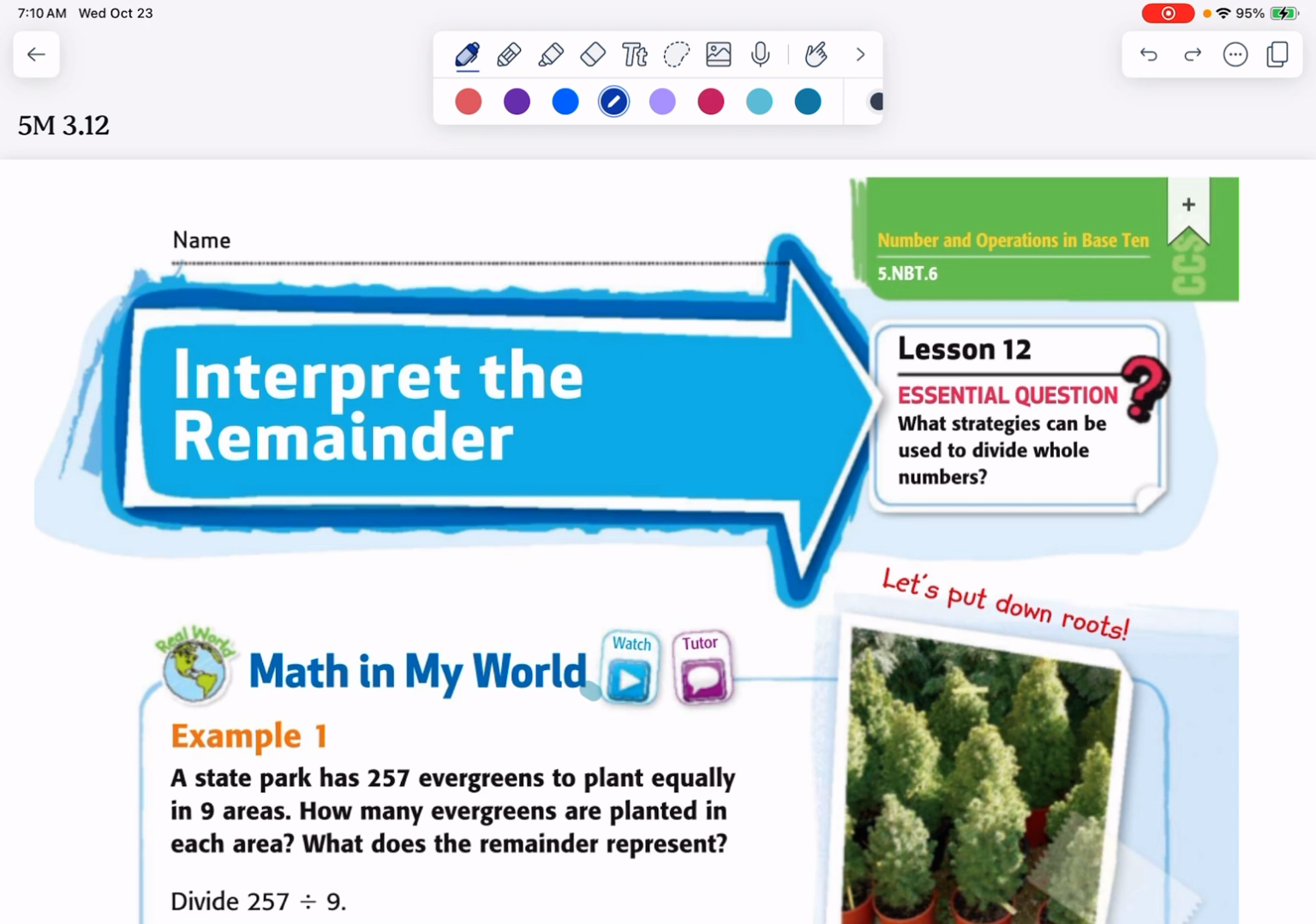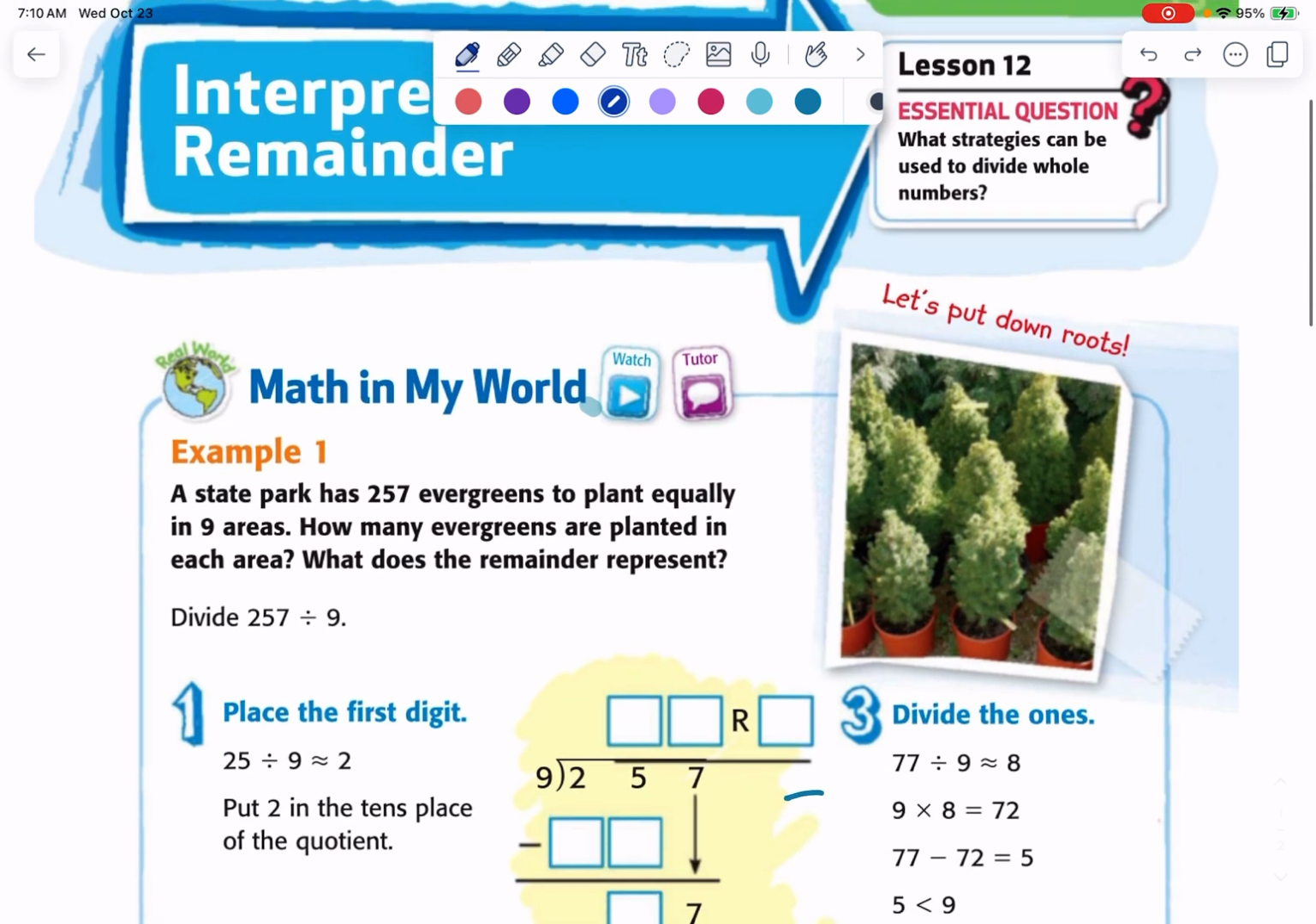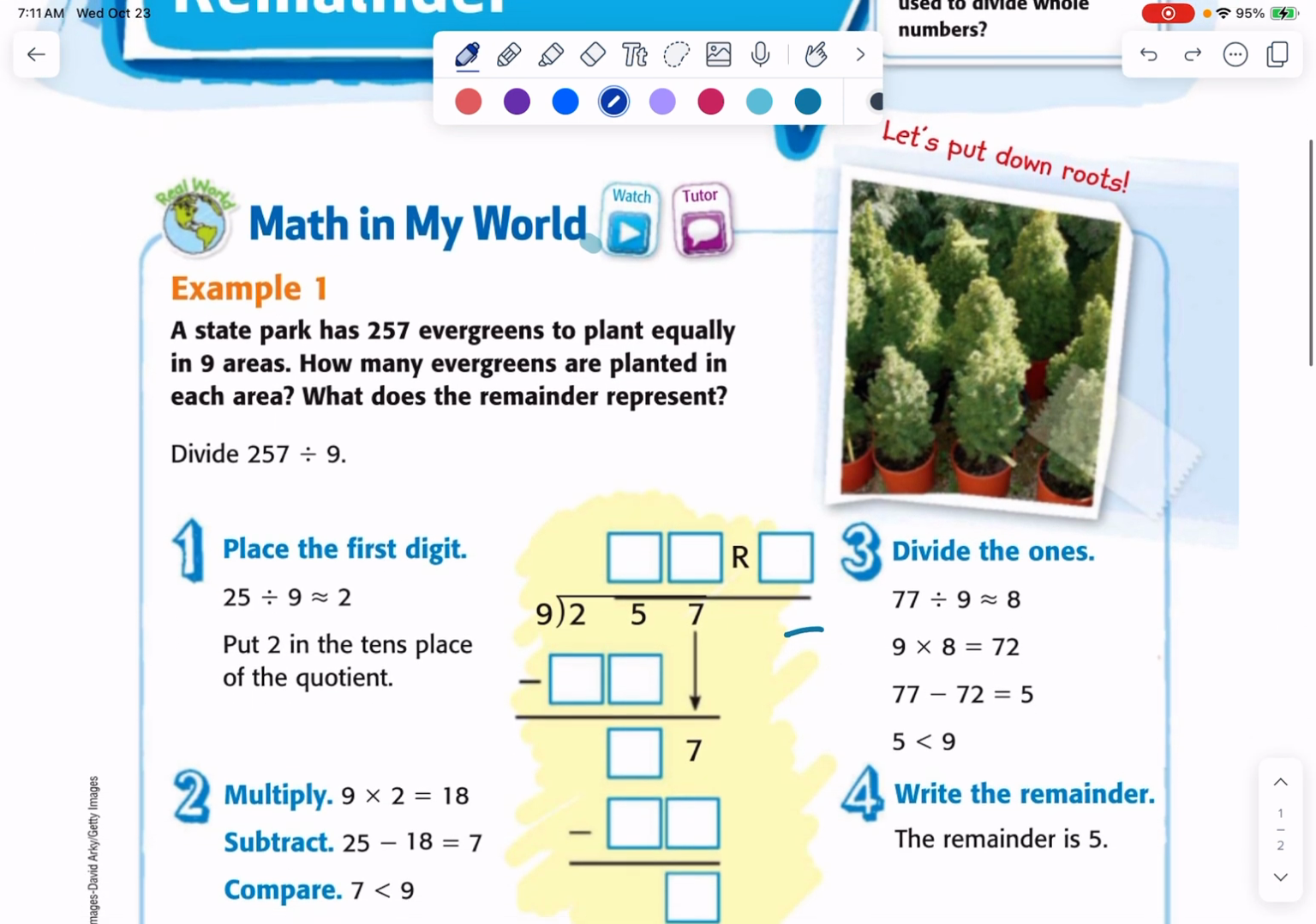Today we are in Chapter 3, Lesson 12, which means we're almost done with this unit. We're going to think about how to interpret what a remainder means. Okay, so let's take a look at this first example.